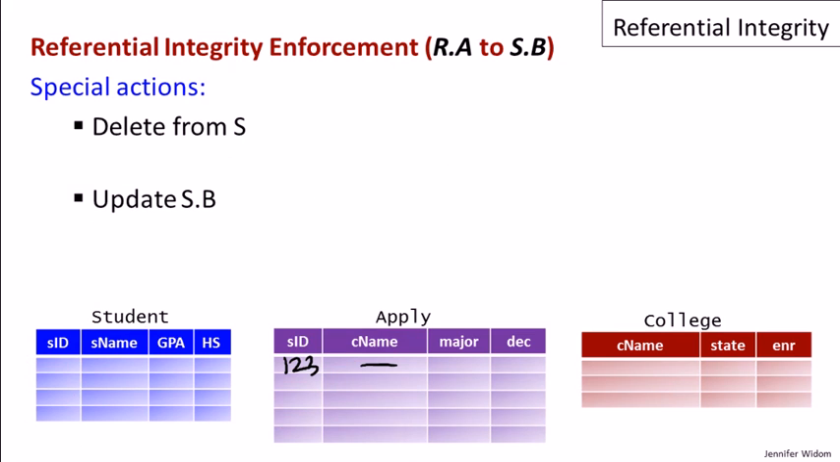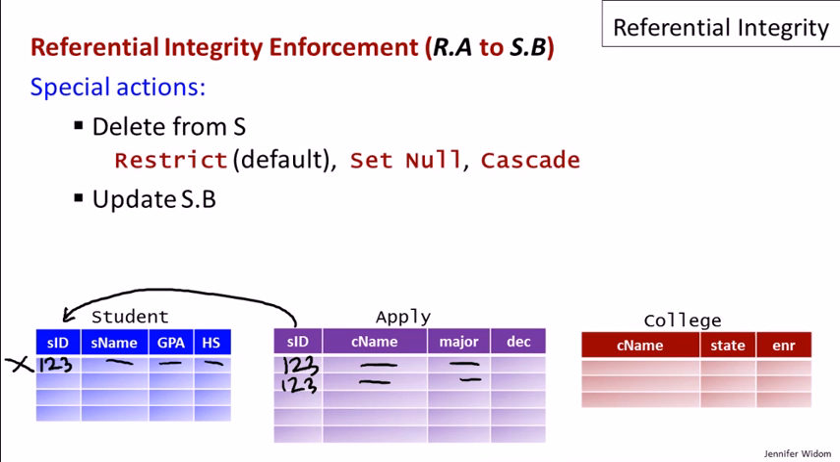So let's say we have our student 1, 2, 3 here, maybe 1, 2, 3 applied to a couple of places, and then we have our student 1, 2, 3 here in the student table. So right now, referential integrity is good. Everything's okay. But let's suppose that we delete the tuple with 1, 2, 3. So there's actually 3 possible things that can happen depending on how we set up the referential integrity constraint in the first place. So the default behavior is what's called restrict.